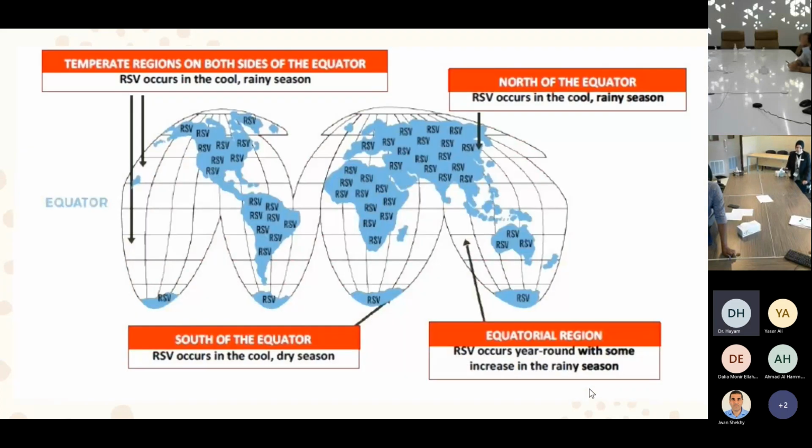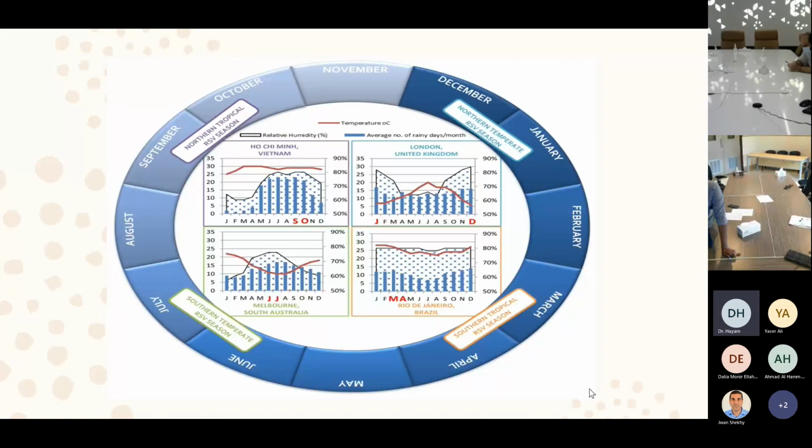If you go to the next slide, they actually separate the areas by the equator. So north of the equator, and this includes most of our Arab countries, the peak is usually in January and February, and it usually occurs in the cold and rainy season. If you go to the south of the equator, you will see that it's the cold and dry season that is the period of increasing RSV infection. Going to the next slide.